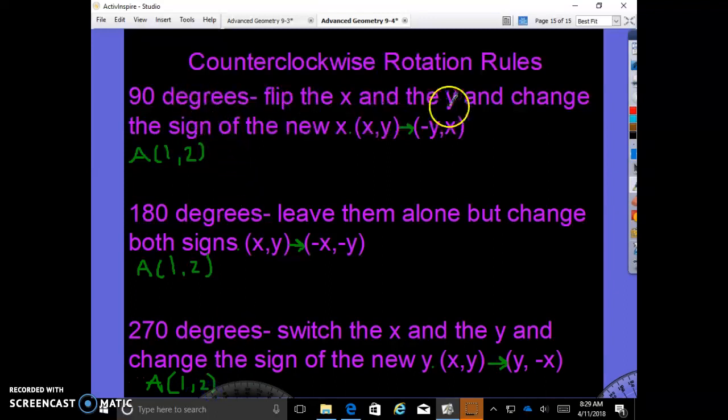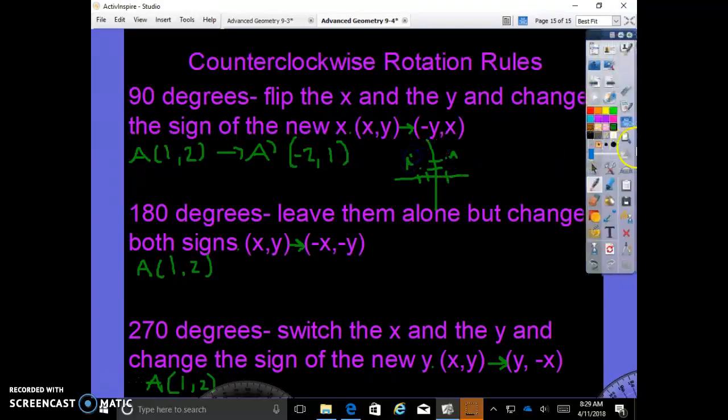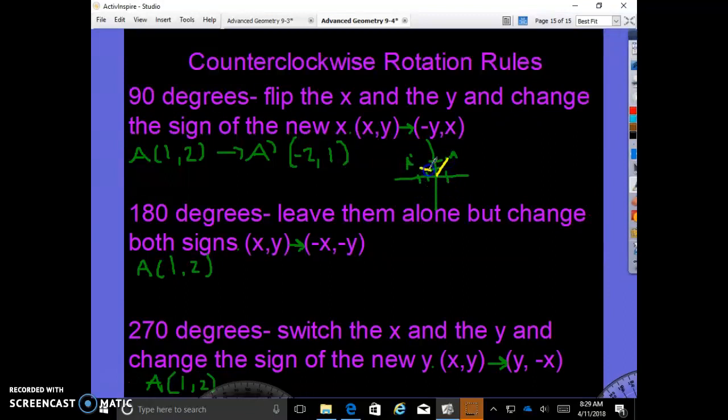All right, so if I had the point 1, 2, and I applied this rule, I would switch my X and my Y for my A prime. I would switch the X and the Y, change the sign of the new X. So my point 1, 2, that's my A, would become negative 2, 1. Well, let's look at this. Does this make sense? My distance here and here looks about the same, right? And I'm going counterclockwise 90 degrees. Okay, that totally looks legit.